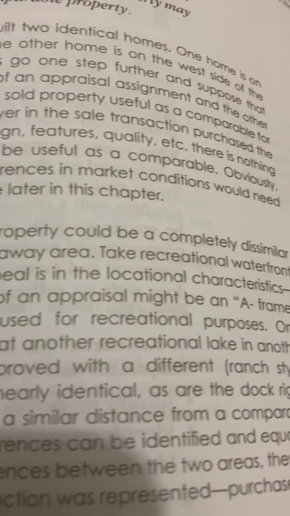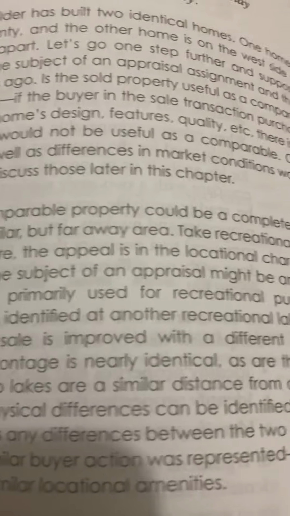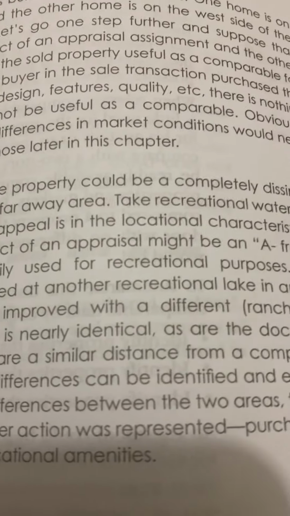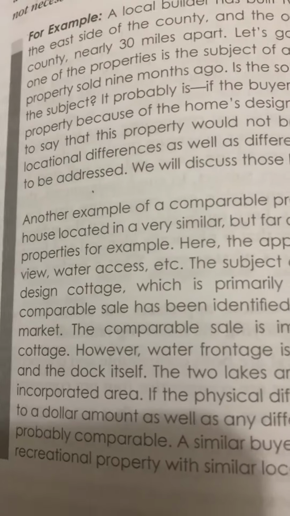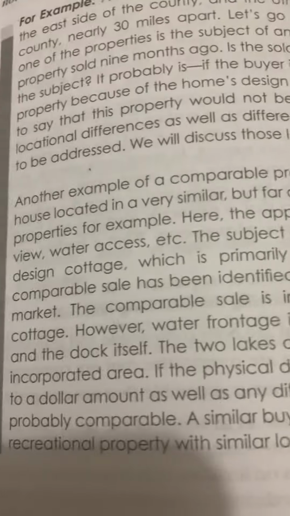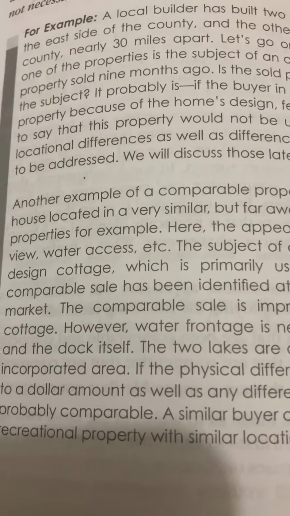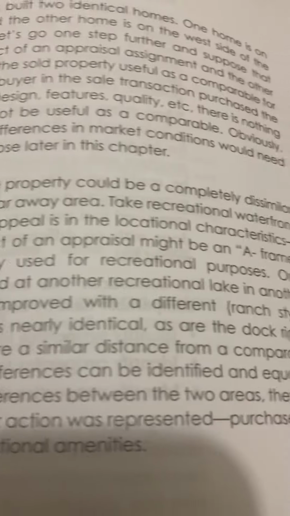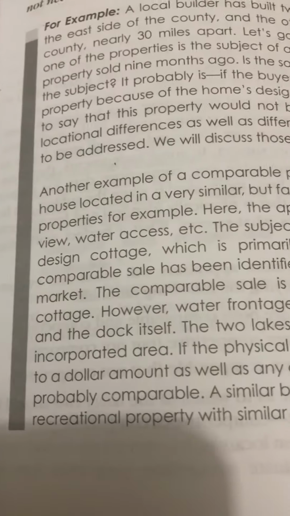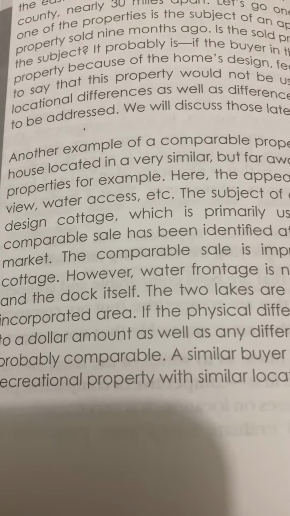Another example of a comparable property could be a completely dissimilar house located in a very similar but far away area. Take recreational waterfront properties, for example. Here, the appeal is in the locational characteristics, the view, the water access, etc. The subject of an appraisal might be an A-frame design cottage, which is primarily used for recreational purposes. One comparable sale has been identified at another recreational lake in another market. The comparable sale is improved with a different ranch-style cottage. However, water frontage is nearly identical, as are the dock rights and the dock itself.